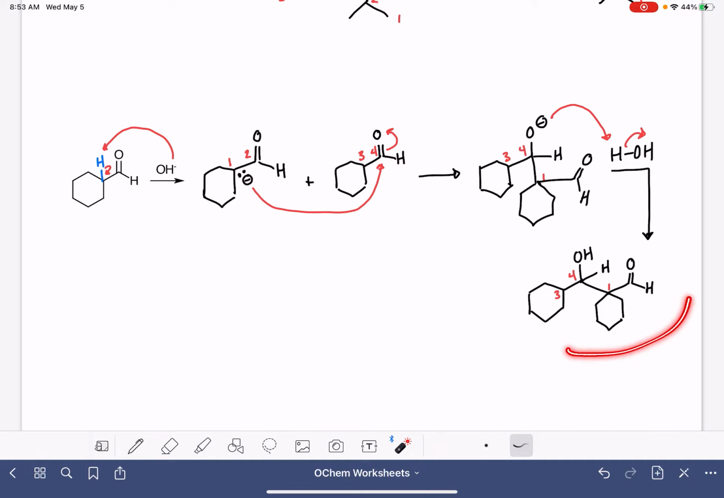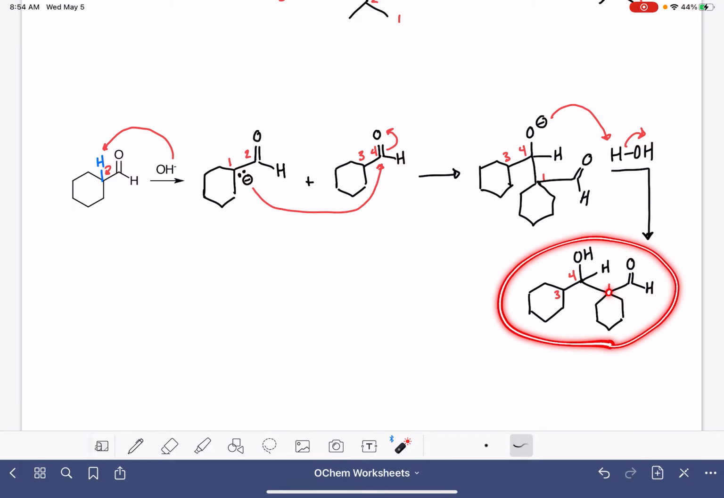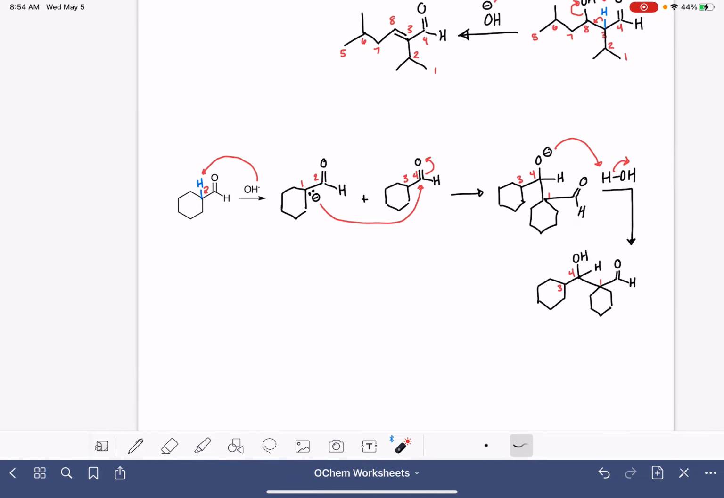Now, in order for this to be able to undergo condensation, there needs to be another alpha hydrogen. If we look at our carbonyl carbon and our alpha carbon, right here, we can see that there are no more hydrogens attached to our alpha carbon. So that means that this reaction stops at this particular product, can't undergo condensation.